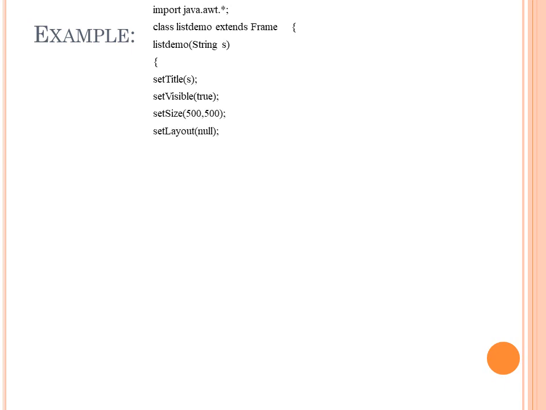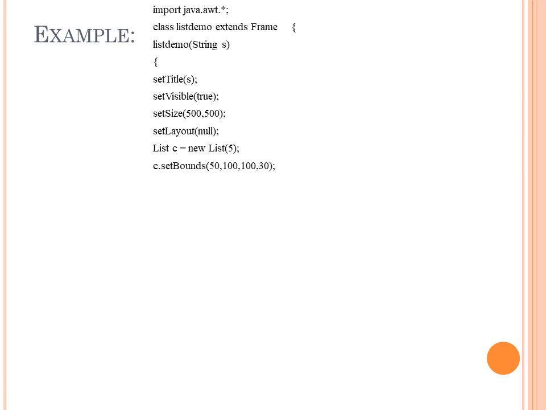Now we'll see the example of list. First again you have to import the java.awt package. Secondly you have to write the name of the class extending the frame, that is ListDemo. Then we'll write the frame methods: set title, set visible, set size, set layout. Now we have to initiate the list, so we will write List c is equal to new List. Inside that I am writing 5 because I want to add 5 items inside a list.